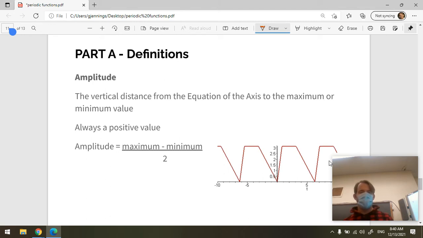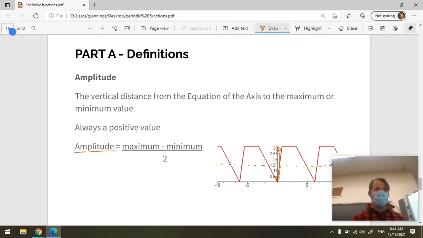Another way to think about amplitude is if I draw the axis there, the horizontal axis, that will by definition be the same distance to the bottom point as it is to the top point. What is that distance? It gives me the amplitude. So if I take the maximum and subtract the minimum and divide by 2, that's going to give me that value, 1.5. In this case, the amplitude happens to be the same thing as the axis, but that's not always the case.